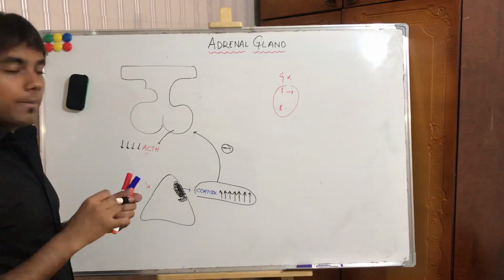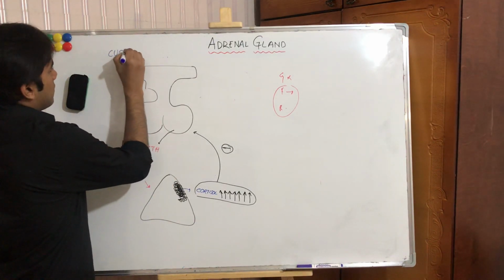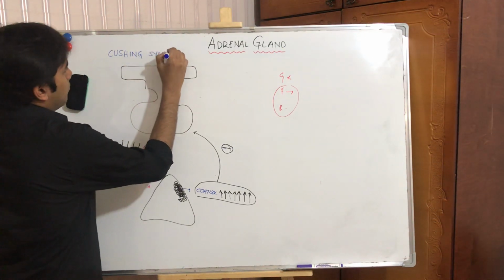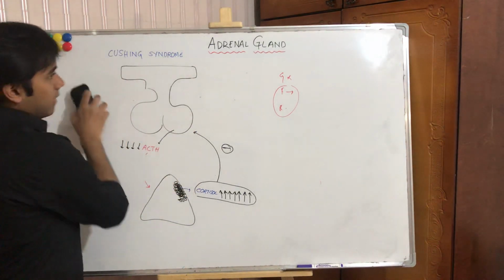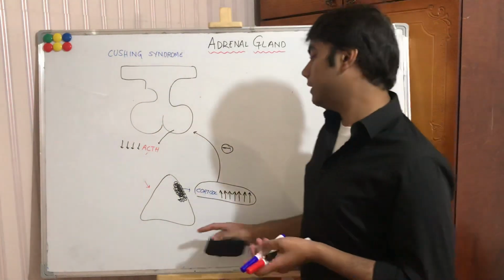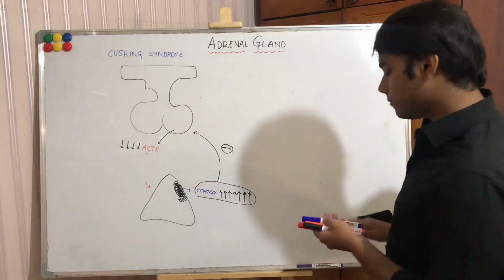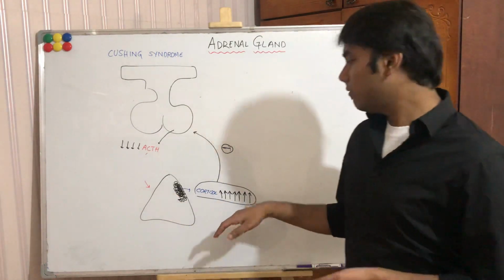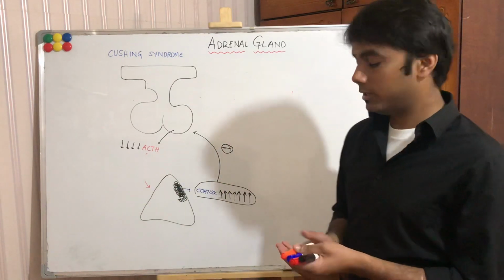This condition is called Cushing syndrome. This condition is called Cushing syndrome, right? So how will you diagnose this Cushing syndrome? When you take the blood from the patient, there will be increased cortisol and decreased ACTH. Of course, there are many other methods as well. You can do CT scans and all, but the best test is the blood test, where you will find increased cortisol and decreased ACTH.